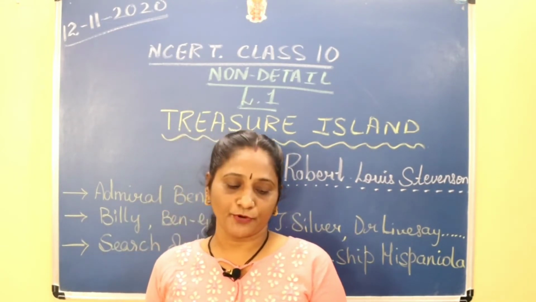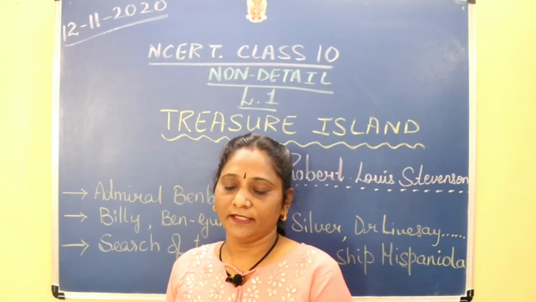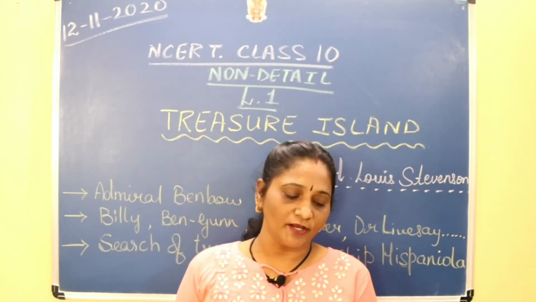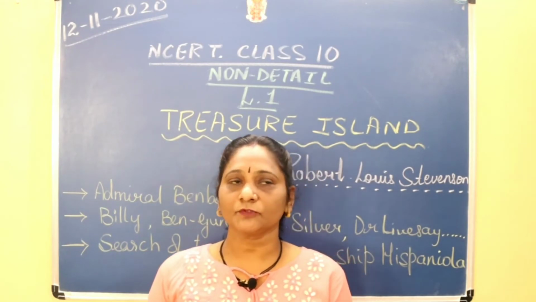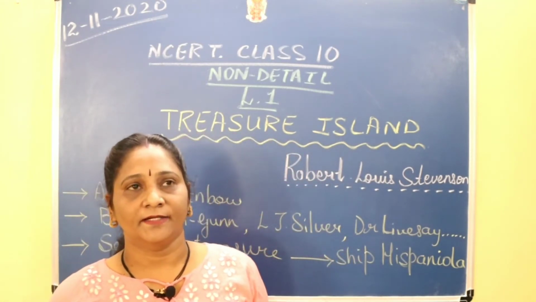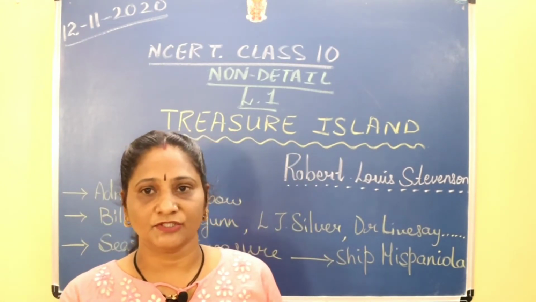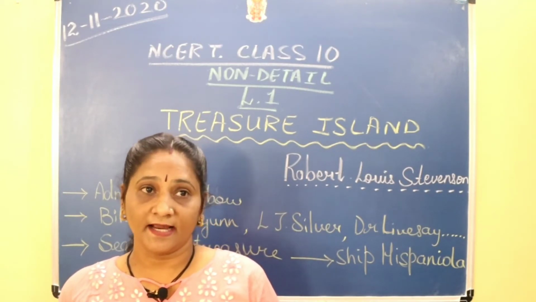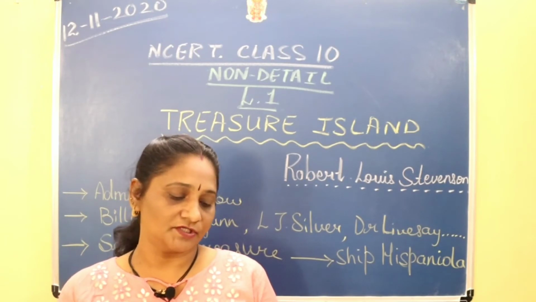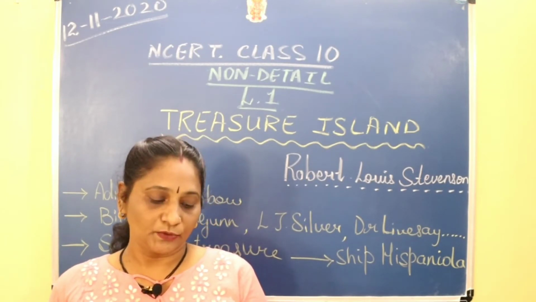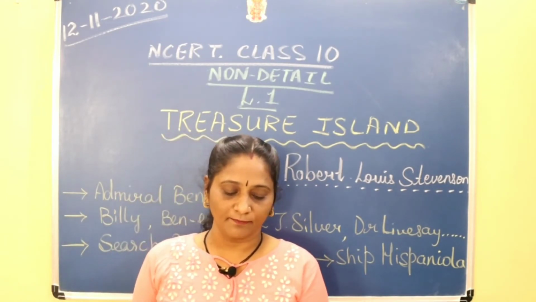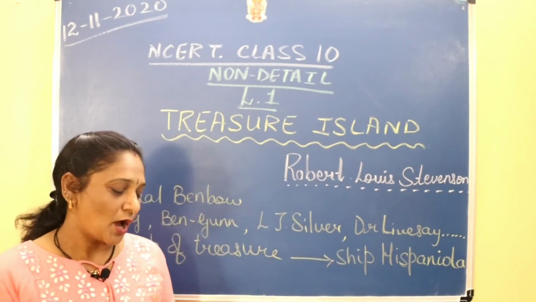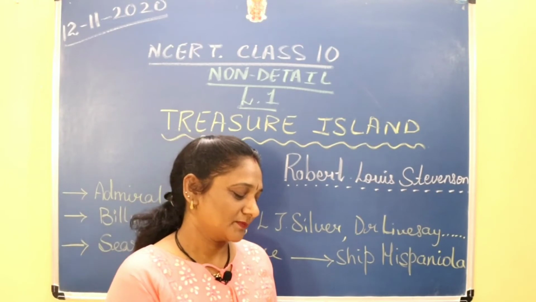Coming to the next point, Squire Trelawney and Dr. Livesey hurriedly made plans for a voyage to the island. They felt that they had to go there and search for the treasure. They wanted to see and search where the treasure was buried. They told Jim to be a cabin boy on the ship, so they wanted to take Jim along with them.